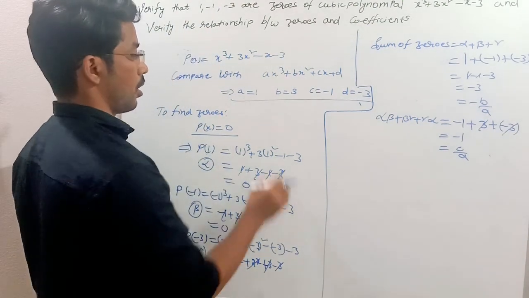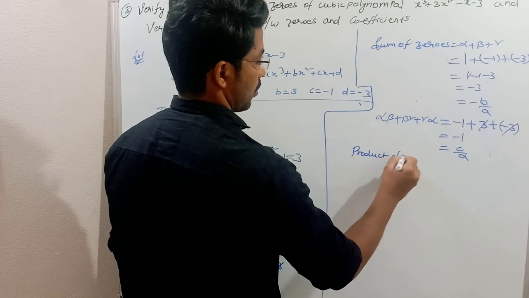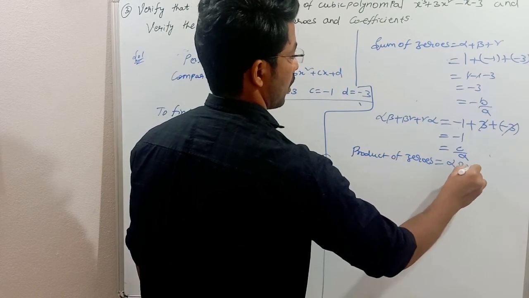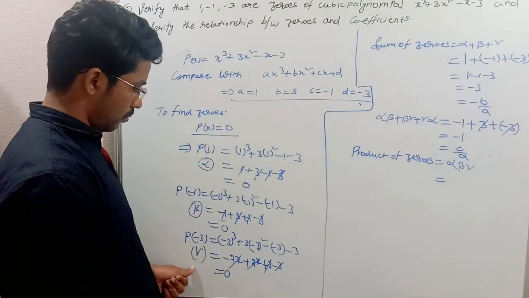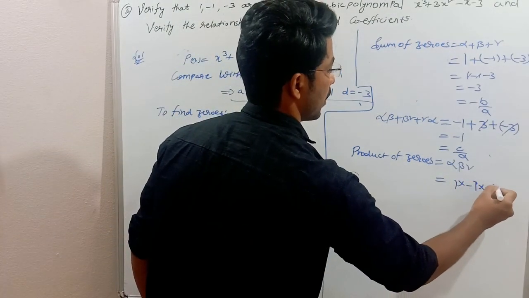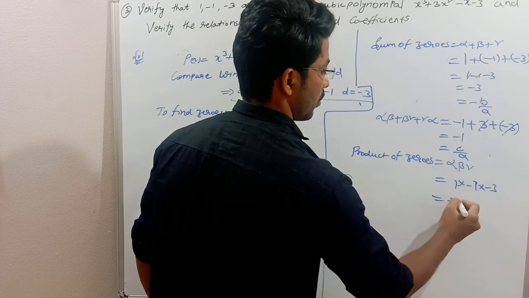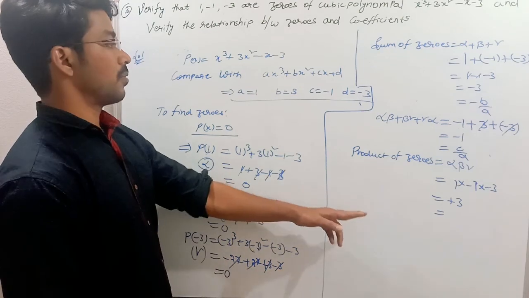So this is the relationship: alpha beta plus beta gamma plus gamma alpha is equal to c by a. Now the product of zeros is equal to alpha beta gamma. Alpha is 1, beta is minus 1, minus 3 is the gamma. So 1 into minus 1 into minus 3. Plus into minus, plus, 1 into 1 into 3, 3. So we have got finally 3 as the product of zeros.